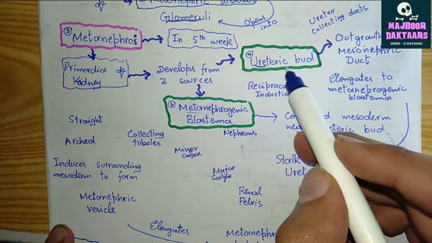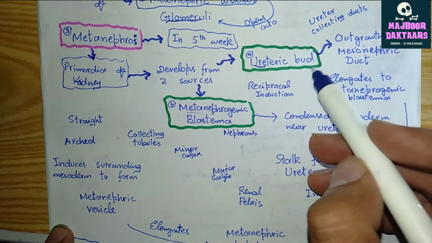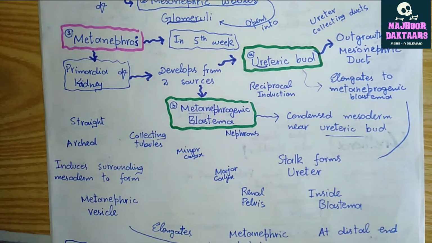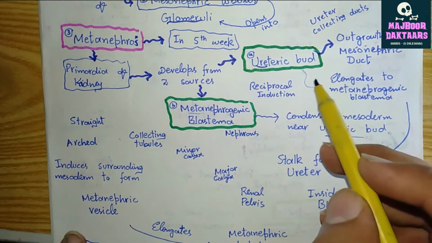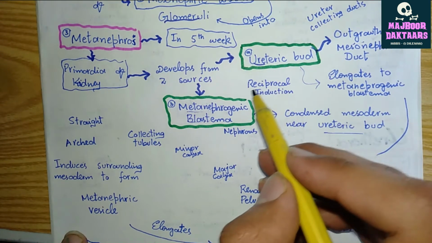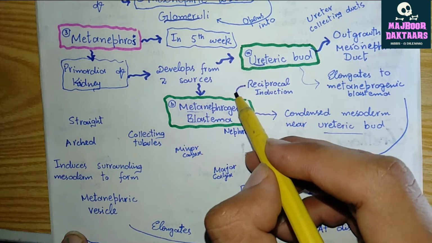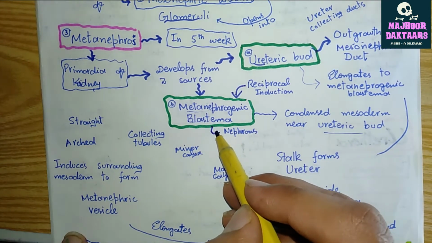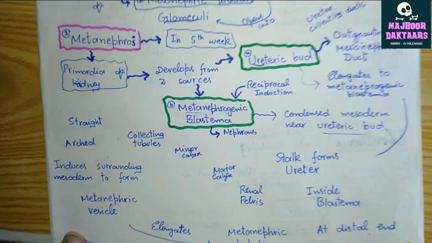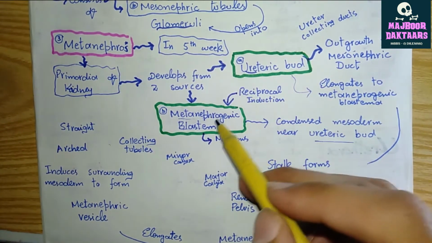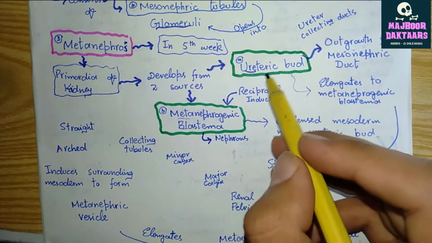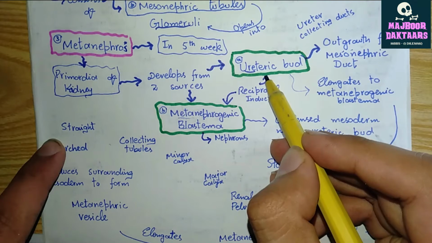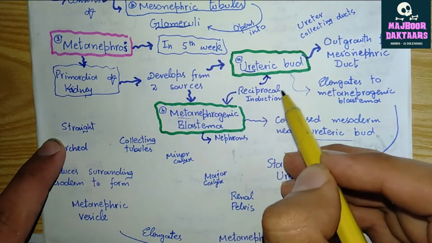So due to the induction, the bud elongates towards the metanephrogenic blastema, and reciprocally during elongation it gives inductive signals to the metanephrogenic blastema, which is the future nephron. Since both of these structures are inducing each other, we call this phenomenon reciprocal induction.